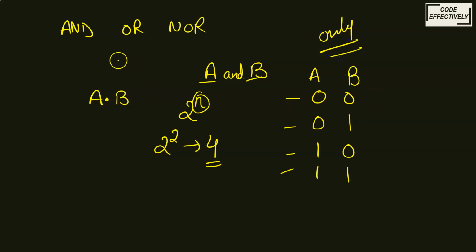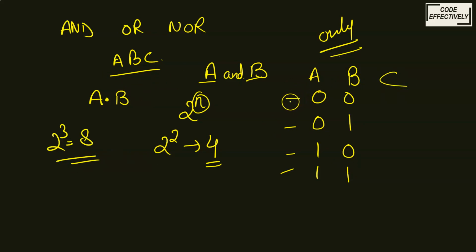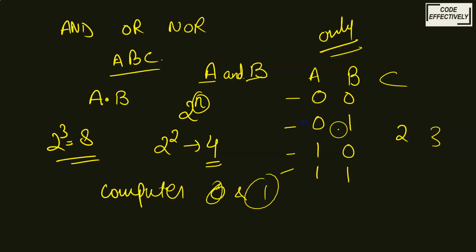Had it been A, B and C, you have to take 2 to the power 3, so it would be 8. So we have to apply 8 combinations, adding C here too. You must ask me, ma'am, why am I using 0 and 1 only and not any other digit like 2, 3 and more digits? So let me tell you, we are using the binary concept since we know that a computer is a machine that understands only 0 and 1. So that's why we are taking the input 0 and 1 only.